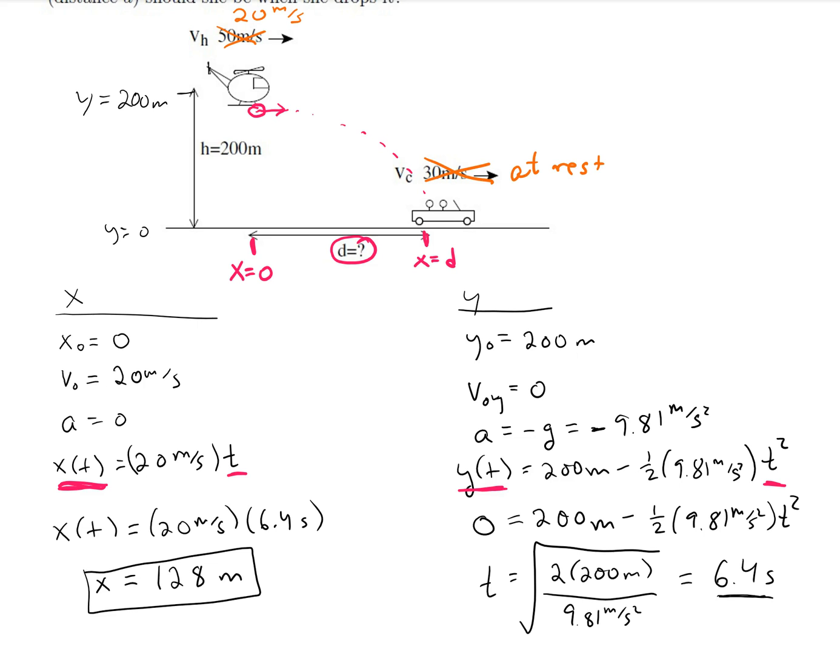So what we're really saying here is if this water balloon is dropped from the helicopter, it'll take 6.4 seconds to reach the ground, and when it does reach the ground, it will fall 128 meters ahead of this helicopter. And so the helicopter wants to be 128 meters behind the car when it drops it. Okay, so that's the answer to that problem.